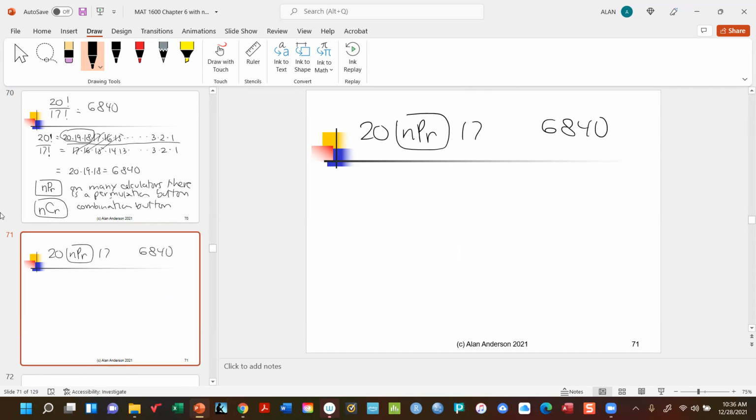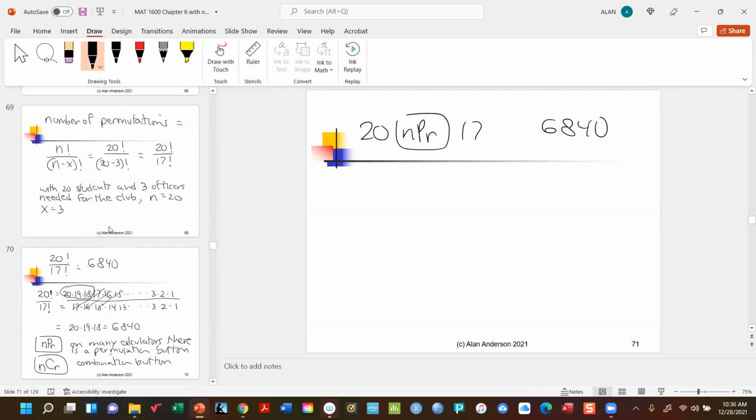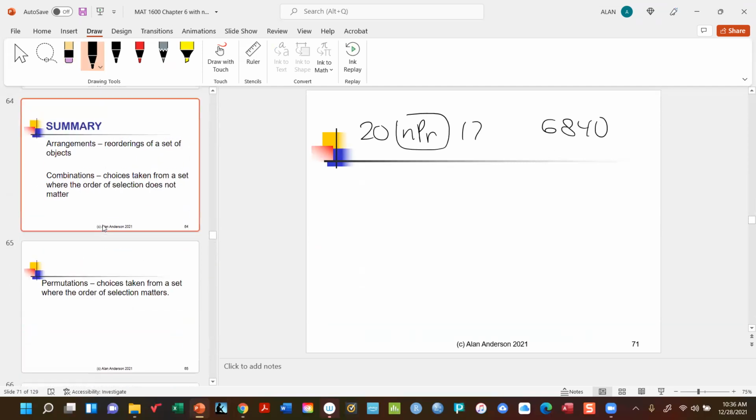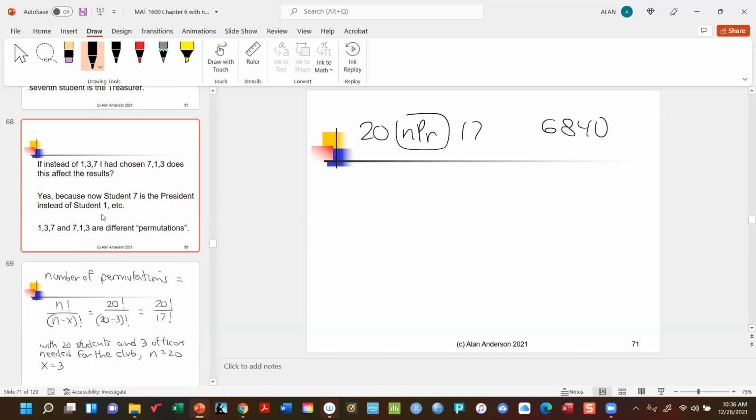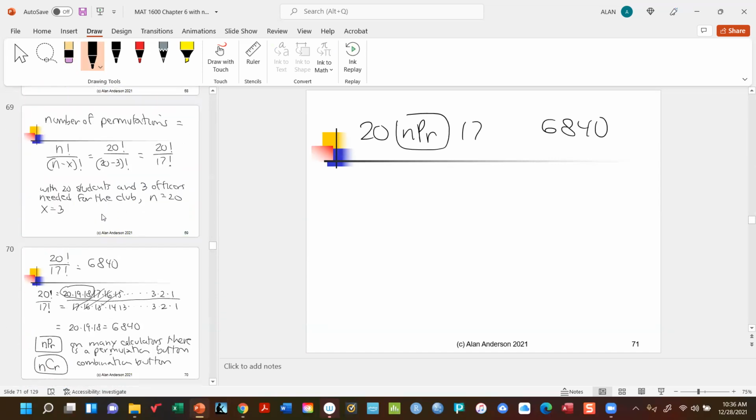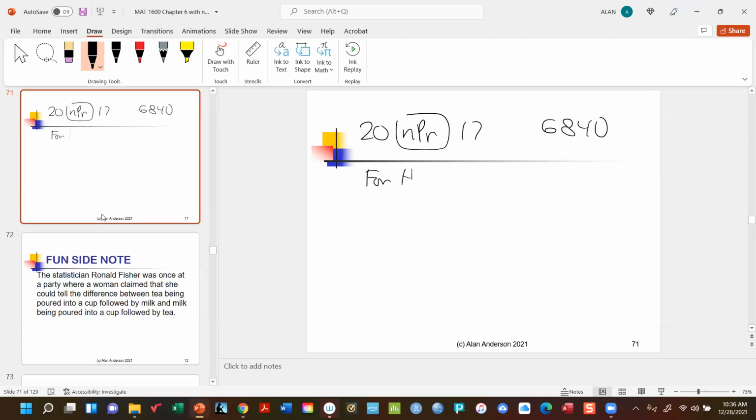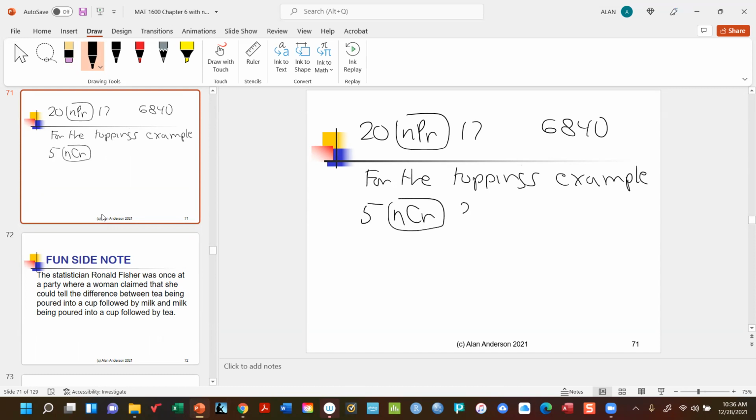And remember when we had the toppings example? We had 5 toppings to choose from, and we were allowed to choose 3, and we ended up with 10.